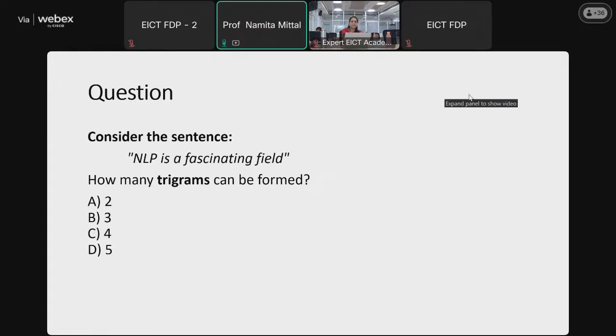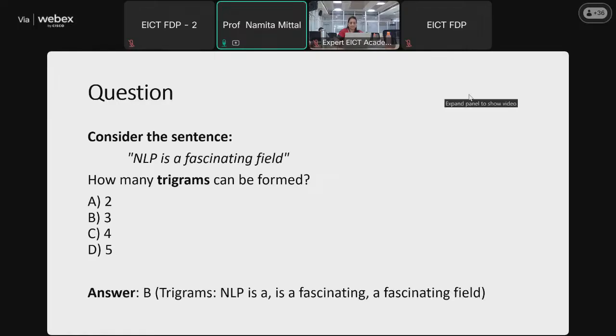Next question. Consider the sentence 'NLP is fascinating field'. Yes, it's true, but we have to check the trigrams. How many trigrams can be formed? Just check how many words there are. 5. So the formula is k minus n plus 1. This is 5 minus 3 plus 1. So the answer is 3.